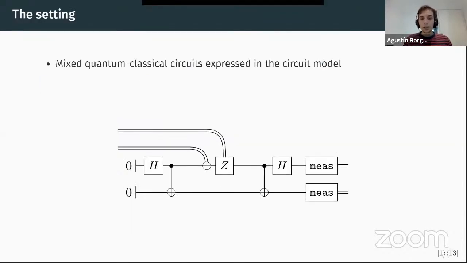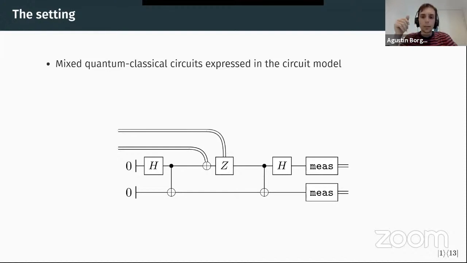So our setting is the usual one for mixed quantum circuits, where we have single qubit unitary gates, CNOTs, and control sets. We also have classically controlled operations, such as control sets and NOTs. We have measurement and qubit initialization from either a constant or from a bit line. And we have a reduced set of classical gates consisting of NOTs and XORs.